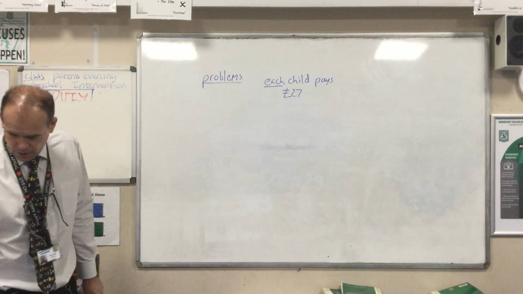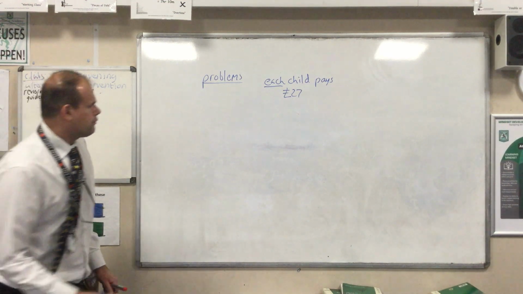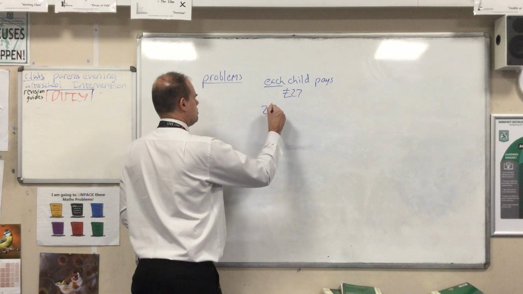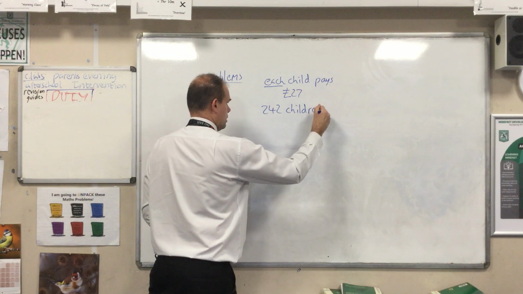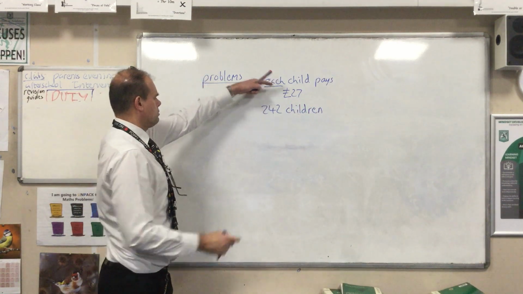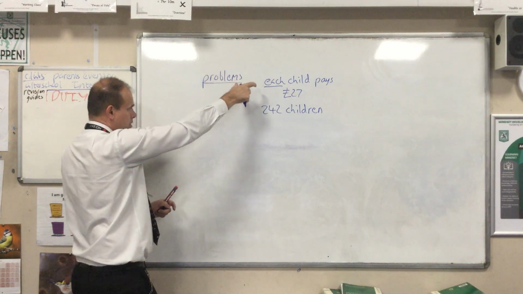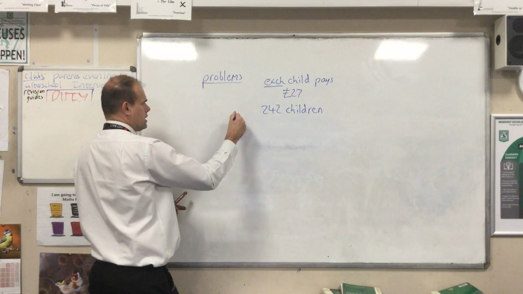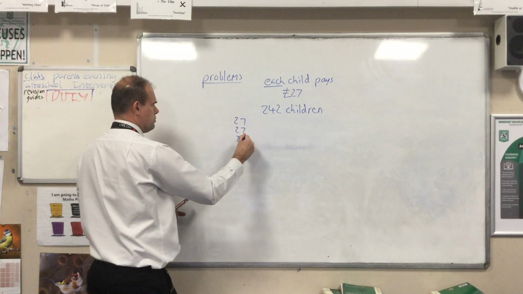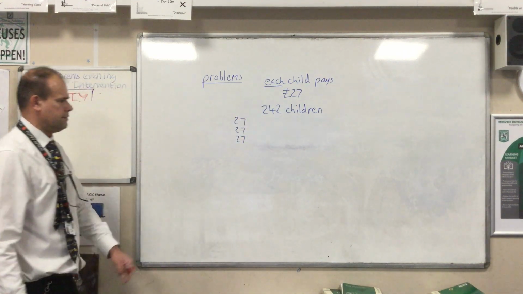And because it's the same, you want to know 242 children go on the trip, so 242 children altogether, or students. So what you've got to do, well, I wouldn't add all that. You could do a really long list and go 27 plus 27 plus 27 for 242 times. Now, if you were to keep adding 27 on and keep doing that 242 times, you'd be off the board and never finish the exam.